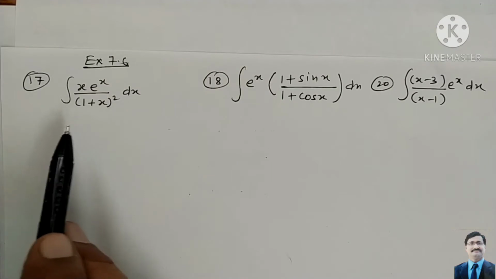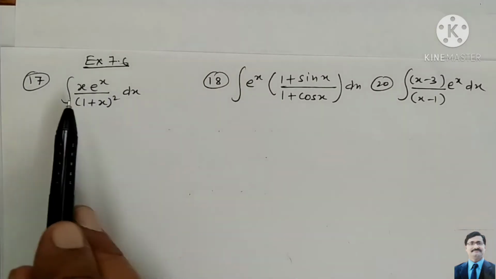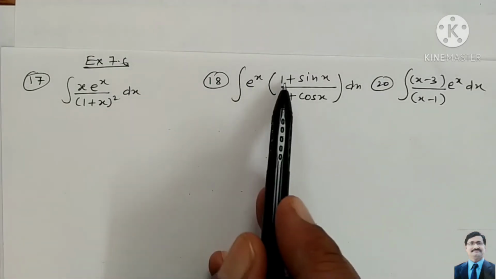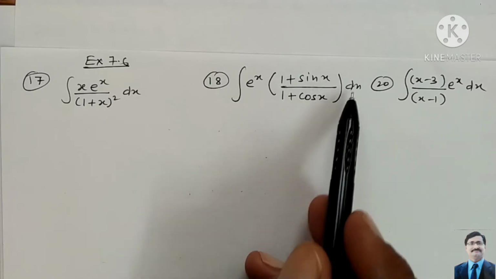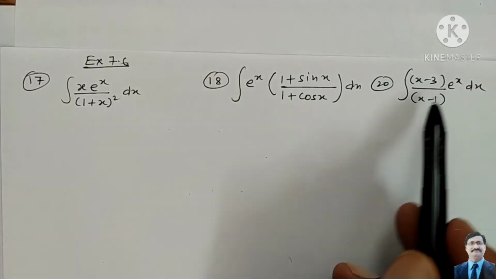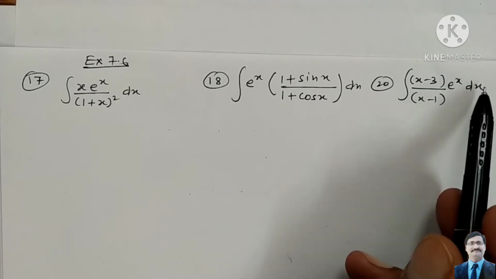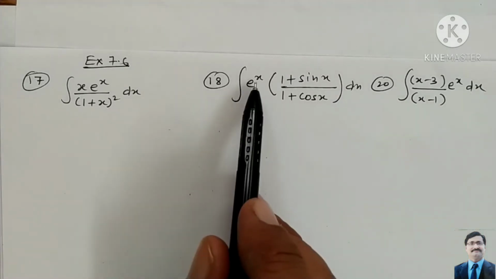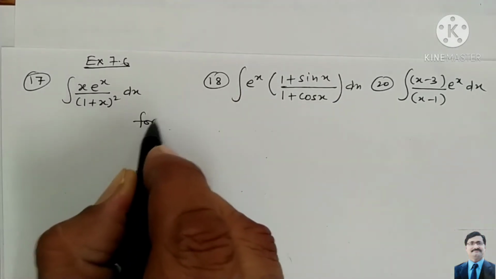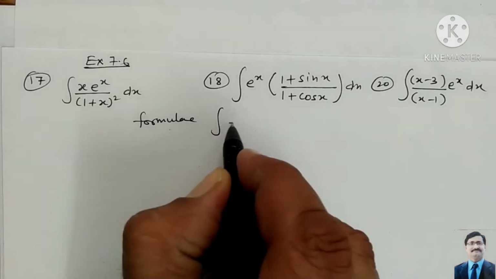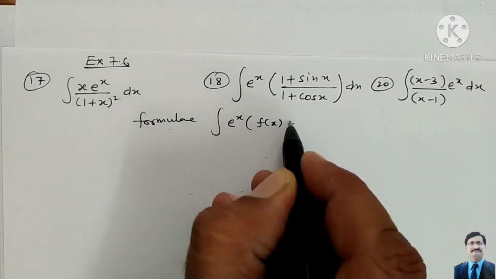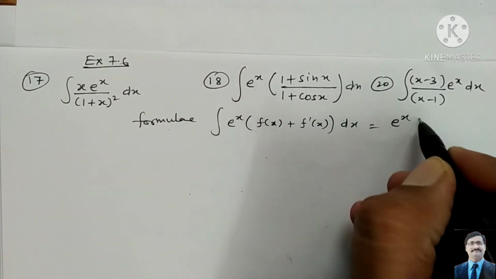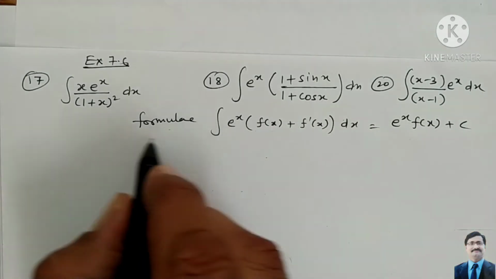Look here, these three questions: the integral of x e^x upon (1 plus x) whole square dx, the integral of e^x [(1 plus sin x) upon (1 plus cos x)] dx, and here is the integral of (x minus 3) upon (x minus 1) e^x dx. Look at these three questions we have to do, and here e^x is given, which means we will use the formula: we know e^x [f(x) + f'(x)] dx is equal to e^x f(x) plus c. And this formula we will use here.